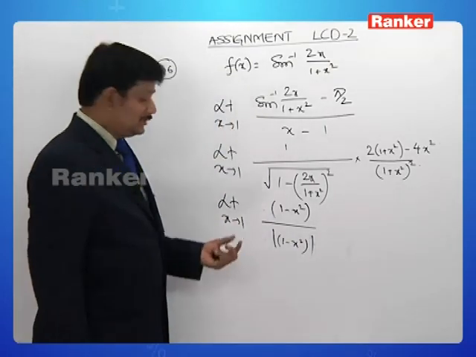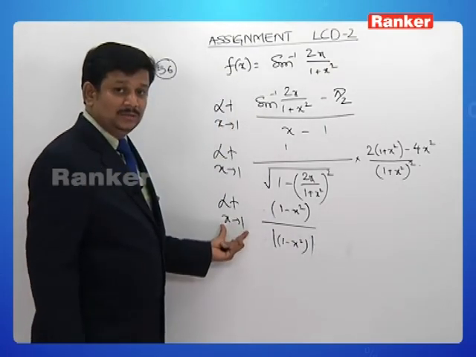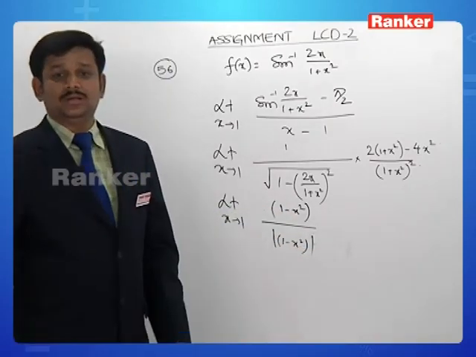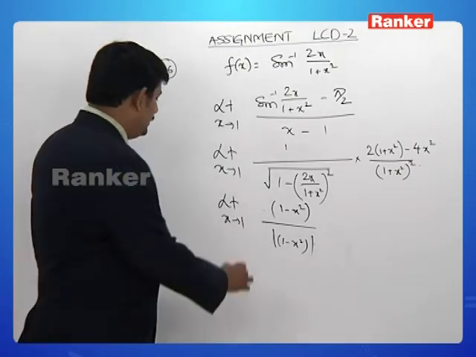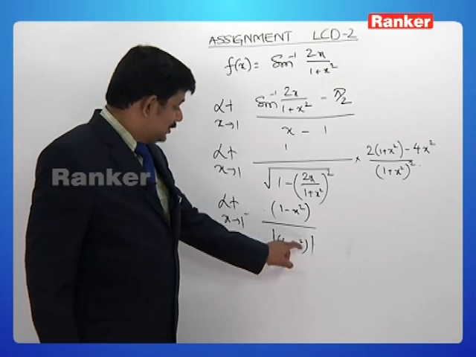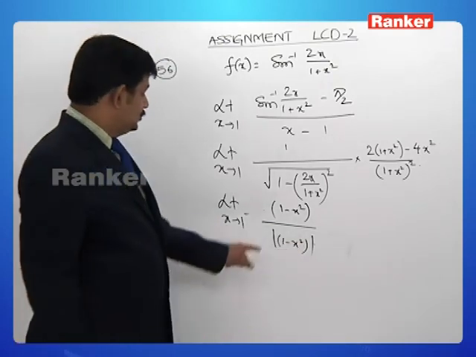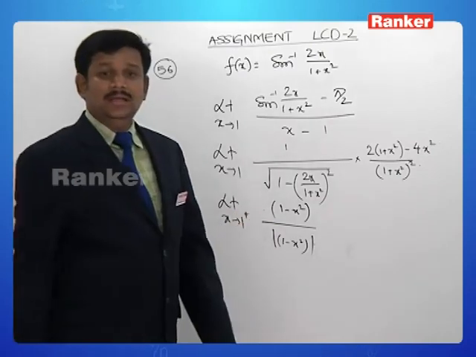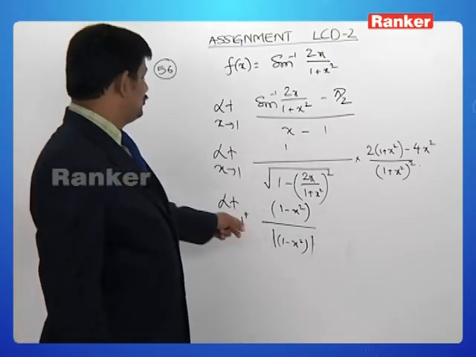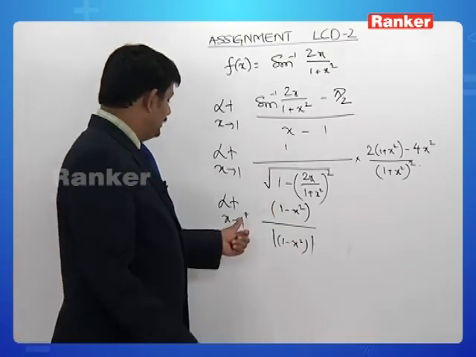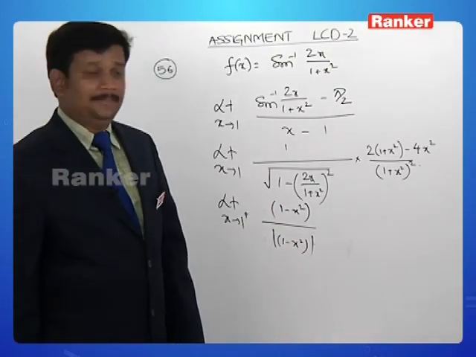Now the question remains, limit x extending to 1, 1 minus x square by mod 1 minus x square. So left hand limit, when x is less than 1, x square will be less than 1. So this limit would be 1. And as x extends to 1 plus, x is greater than 1, so x square will be greater than 1. This limit would be minus 1. So the function is not derivable at 1.